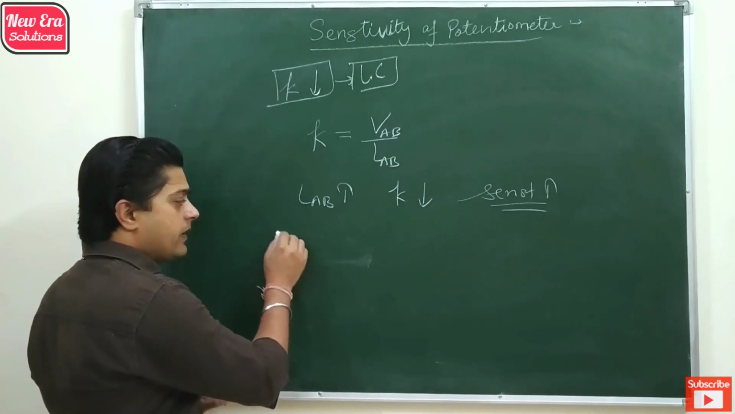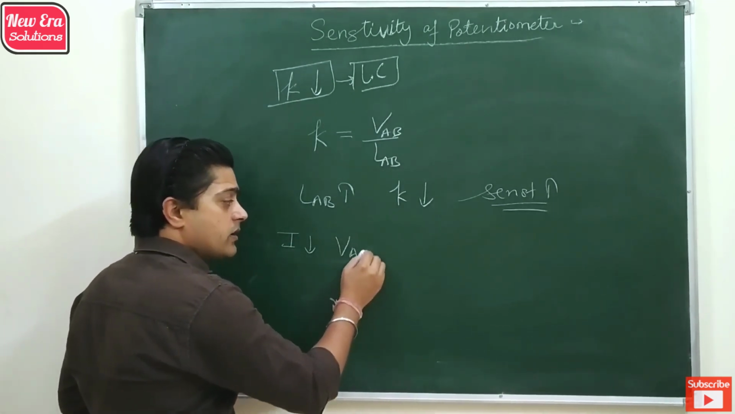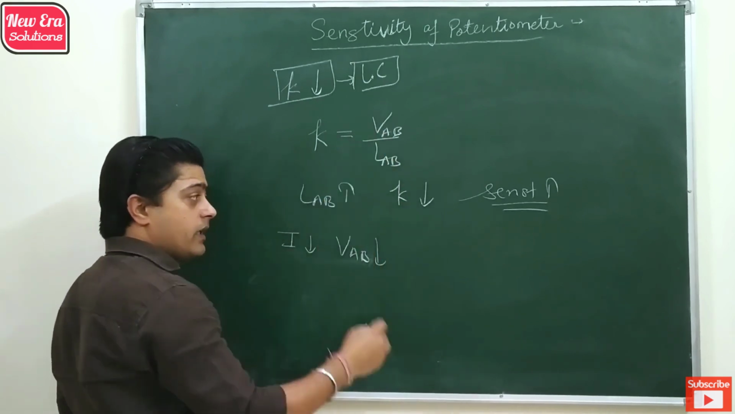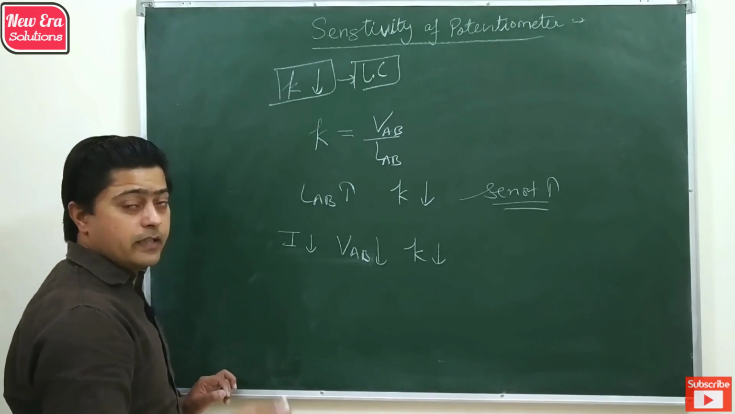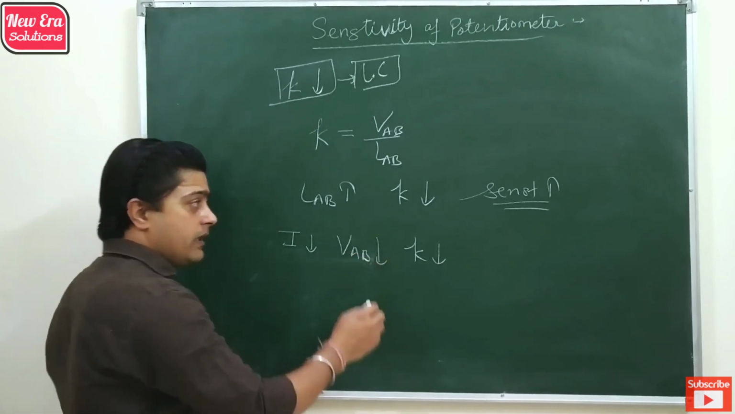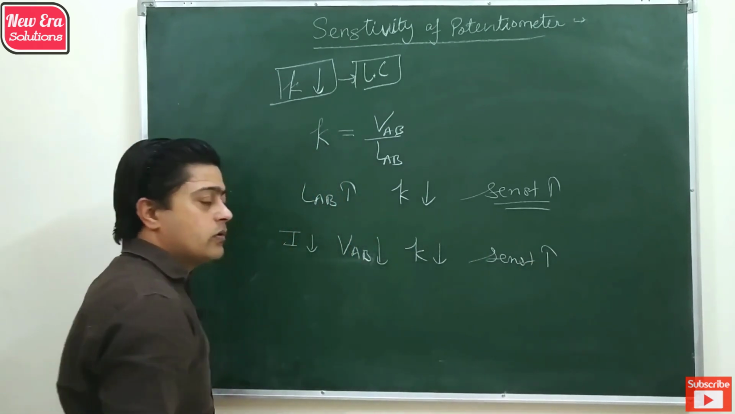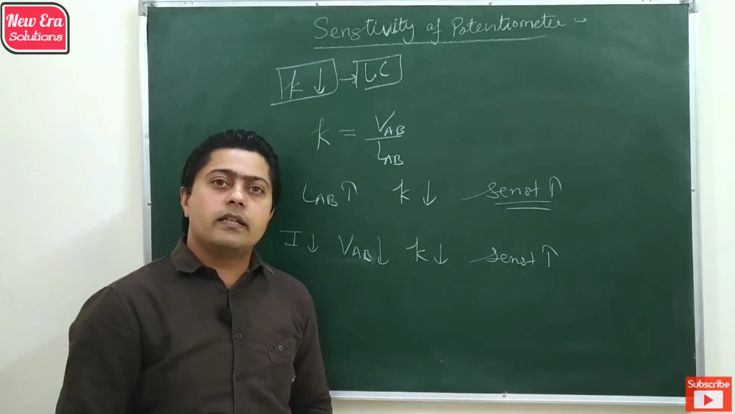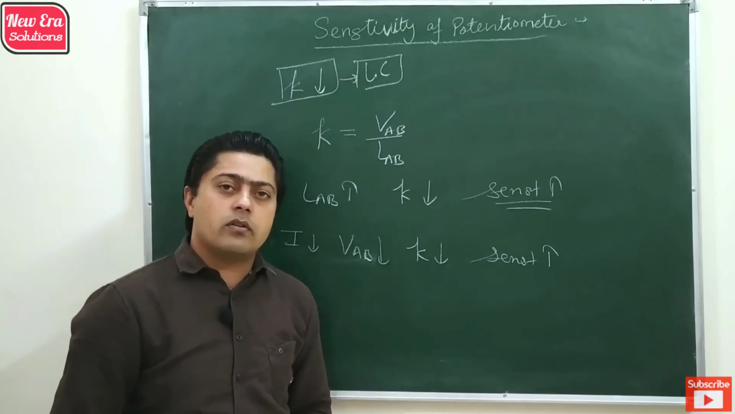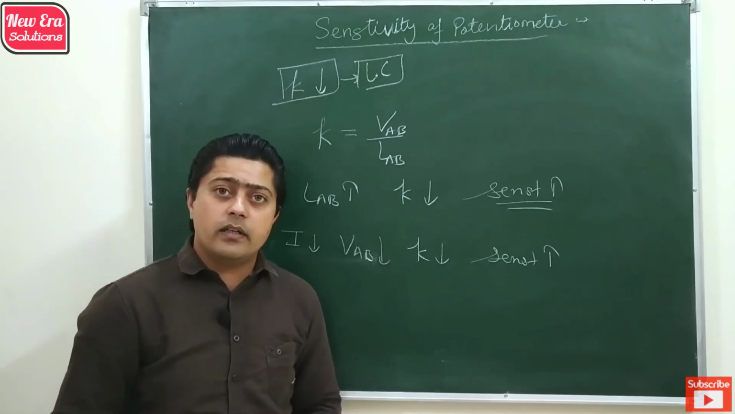Second, if we decrease the primary current in the circuit, then the potential across the wire also decreases, which also reduces the potential gradient. In that case the length remains the same. Then again the sensitivity of the potentiometer increases. So we can increase the sensitivity of a potentiometer by increasing the length, keeping other parameters constant, or by decreasing the current, keeping the length of the wire constant.